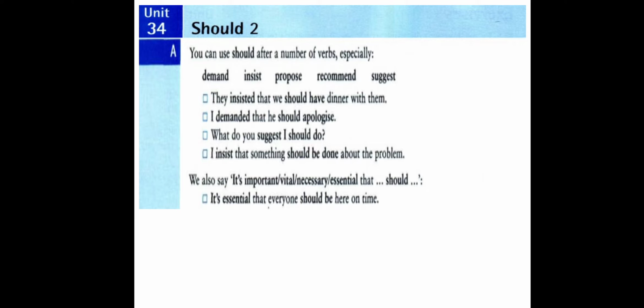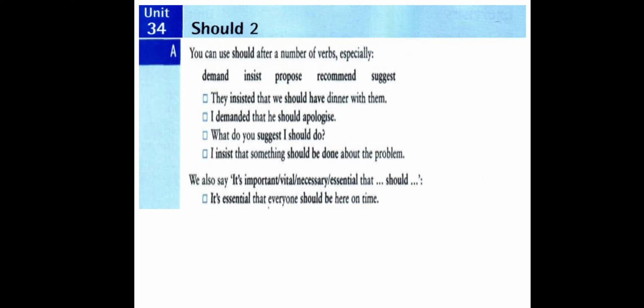So for example, we have here, they insisted that we should have dinner with them. That we should have dinner with them is here called that clause, and after the verb insisted we use that clause, and in this that clause we use subject plus should. They insisted that we should have dinner with them. Here should is followed by the base form have.